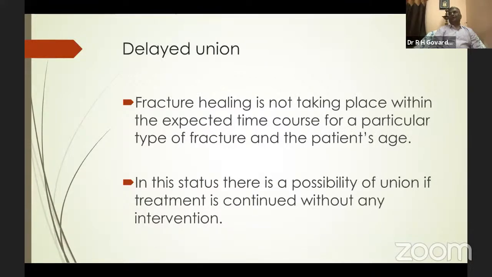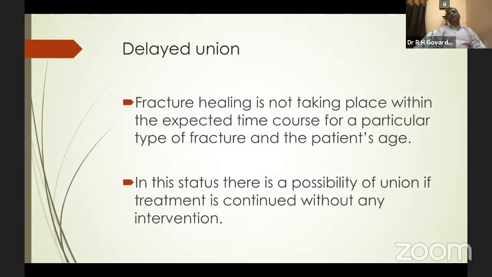There is also a term called delayed union. What is the difference between delayed union and a non-union? In delayed union, fracture healing is not taking place within the expected time, of course, for a particular type of fracture in the particular age group. In this status, there is a possibility of union if treatment is continued without any intervention.